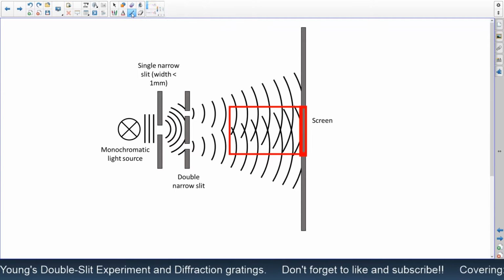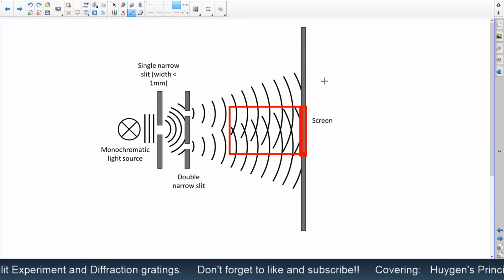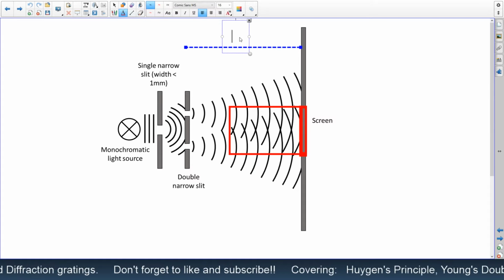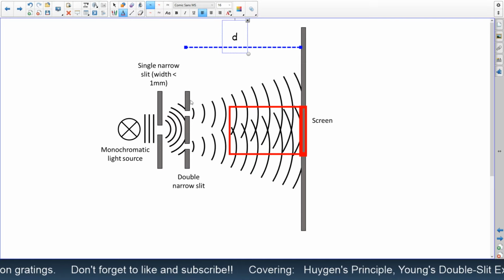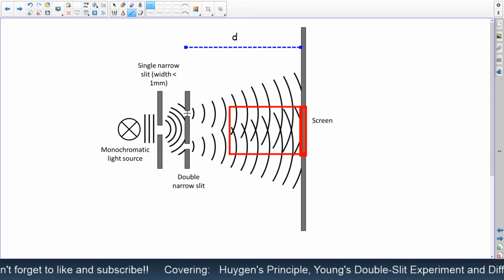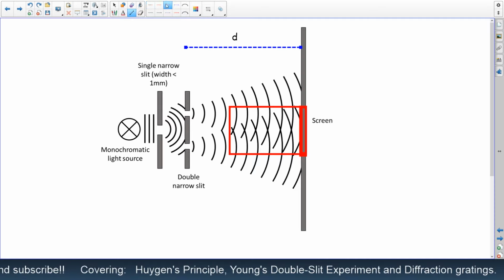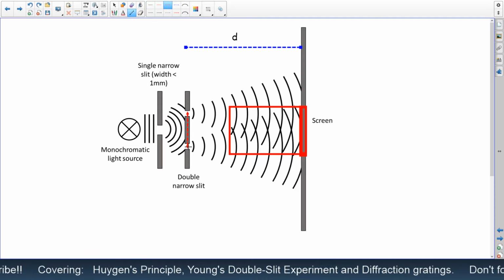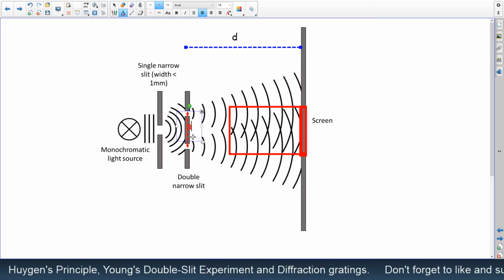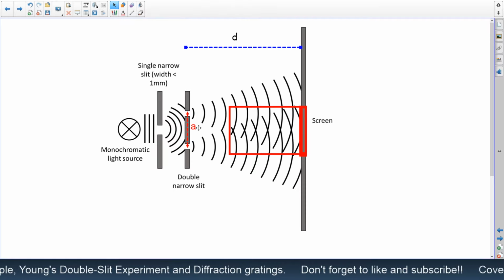Now, if you considered that you had the screen over here and you had your slits over here, then this distance here would be called D, the distance from the screen to the slit. If you have two slits, then the center of one slit to the center of the next slit, I'm going to do that in a different color so that you can see it a bit better. So from the center of this slit to the center of that slit, we call that the slit separation or the slit spacing, and that is given the letter A.